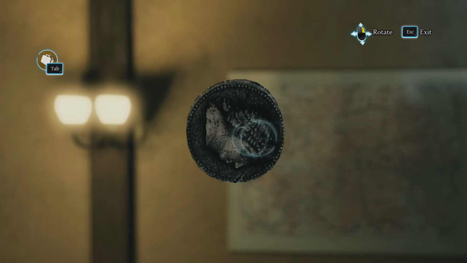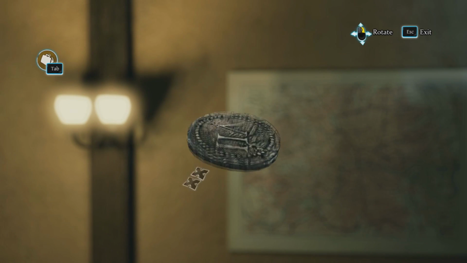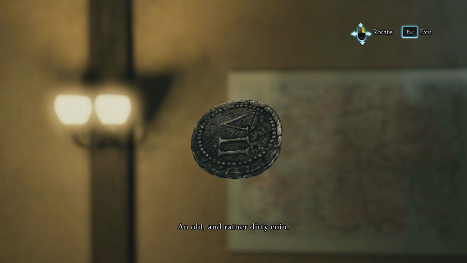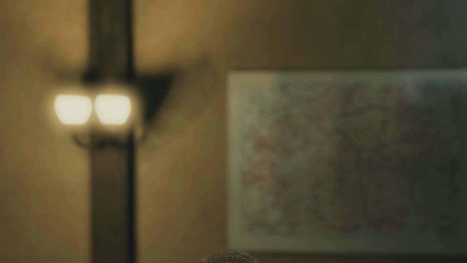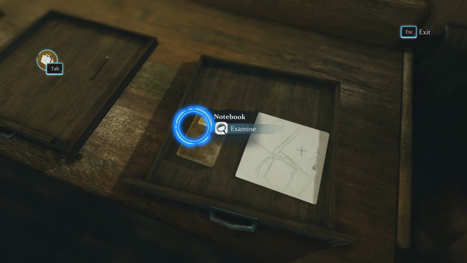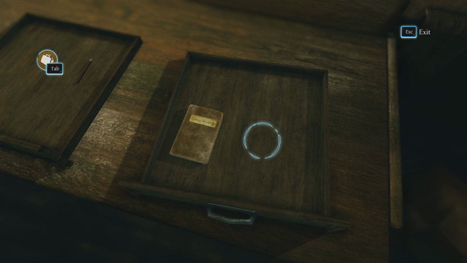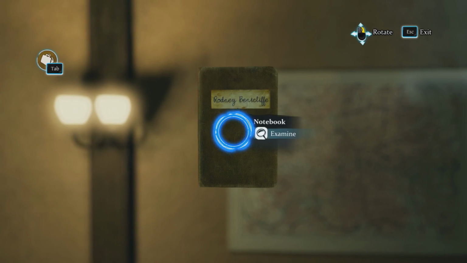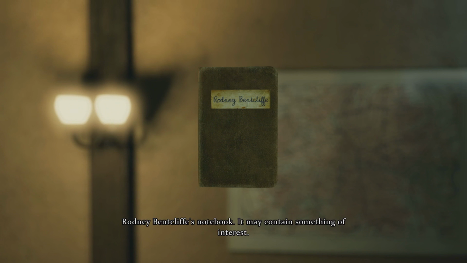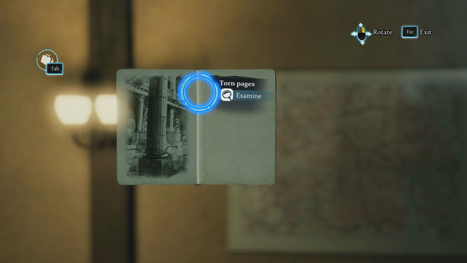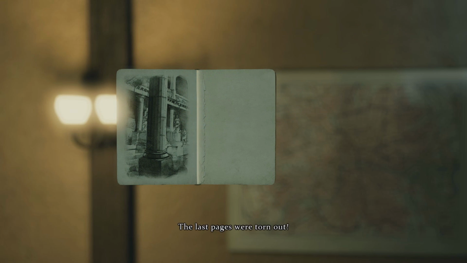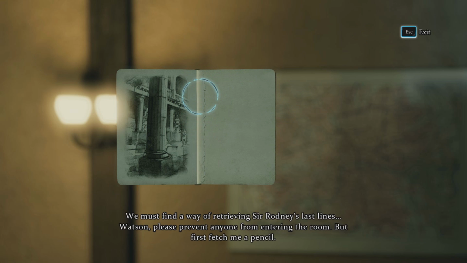And a coin. Silver coin? No. Roman. Does that have Caesar's face on it? An old and rather dirty coin. Notebook. And a map. A hand-drawn map. To where? Rodney Bentcliffe's notebook. It may contain something of interest. I think it'll definitely contain something of interest, if it actually had pages. The last pages were torn out. Interesting. We must find a way of retrieving Sir Rodney's last lines.